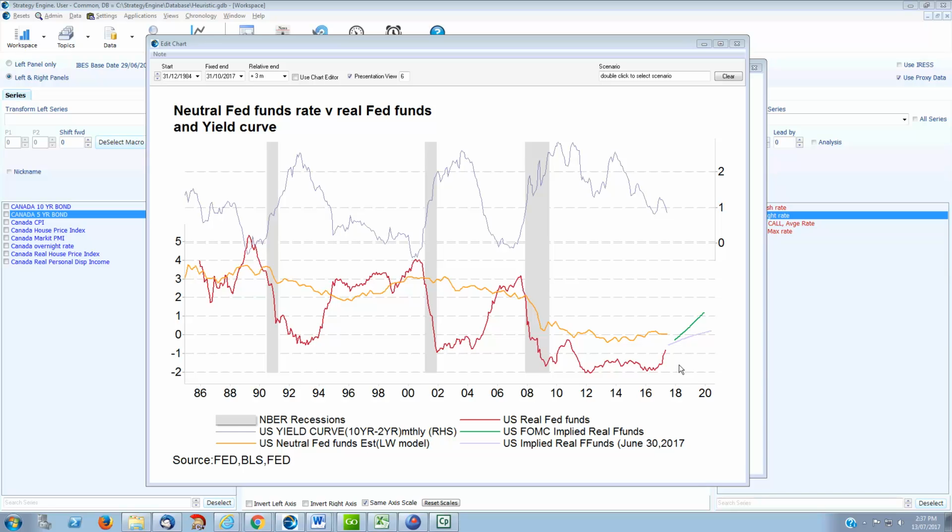So putting all that into the context of the current environment, this gap has been closing. What it suggests now is there's probably only 50, 75 basis points between the current real Fed funds rate and what is perceived to be neutral. And hence some of the concerns around the FOMC's current trajectory for interest rates, which is represented by the green line in real terms.